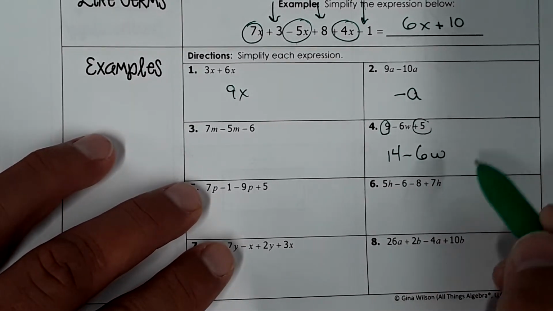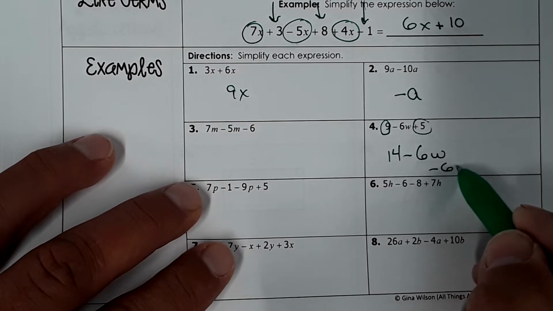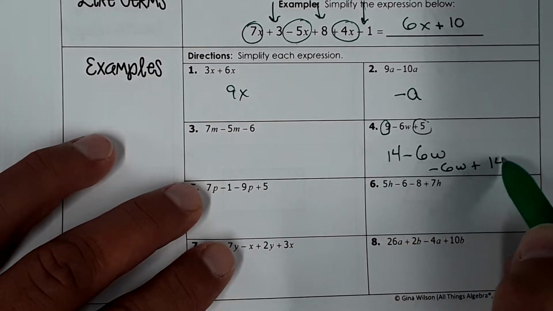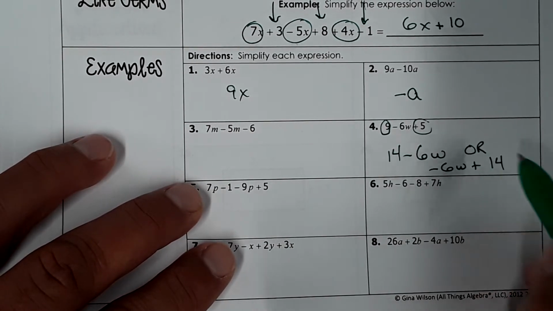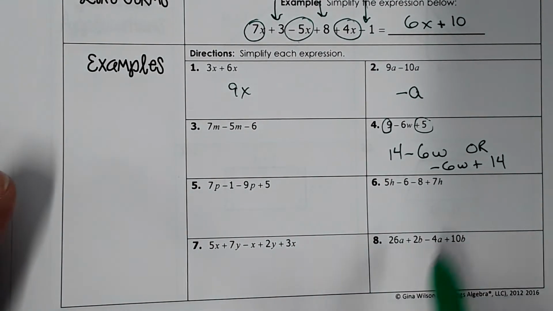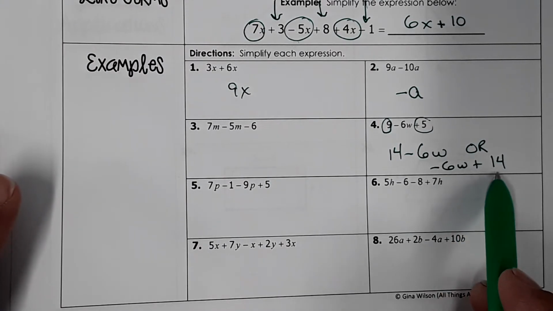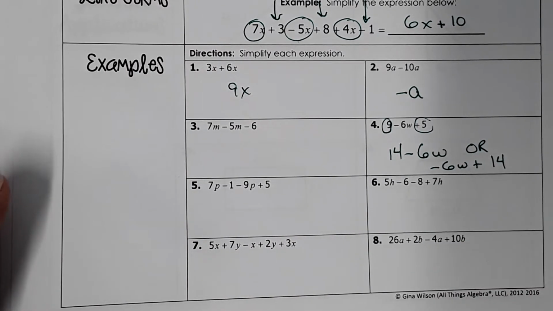I could switch the order around. Remember, the commutative property lets me write it the other way. I could write it as negative 6w, and that's a positive 14. I could write it either way. And I cannot combine these because now this term has a w in it. It's a variable term, and that term is a constant. They don't have the same variable, so I can't add them together.